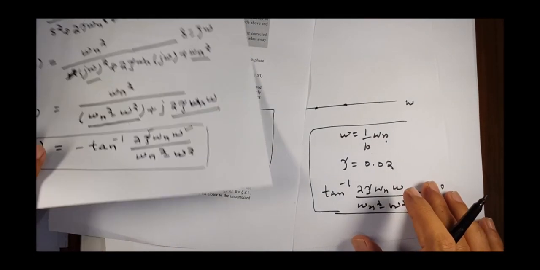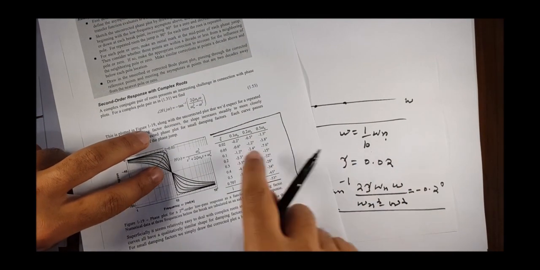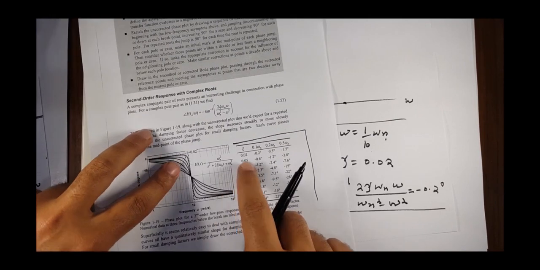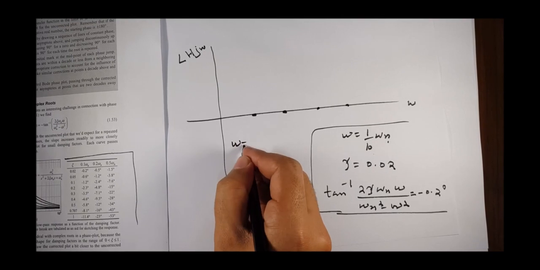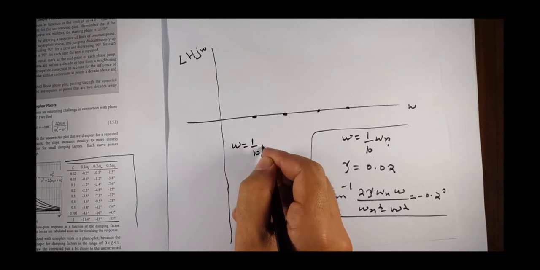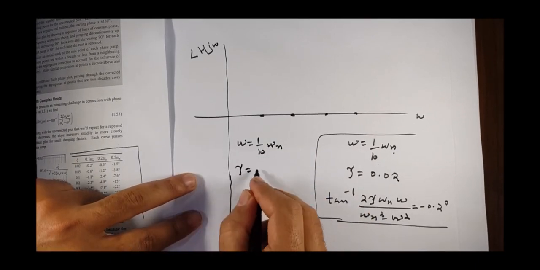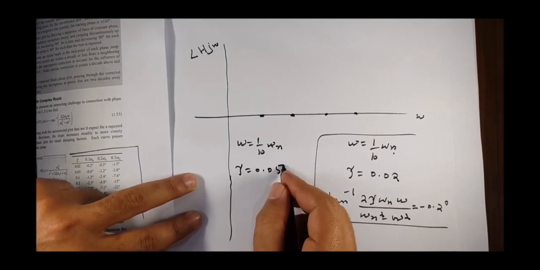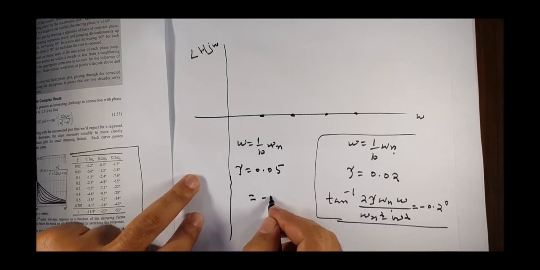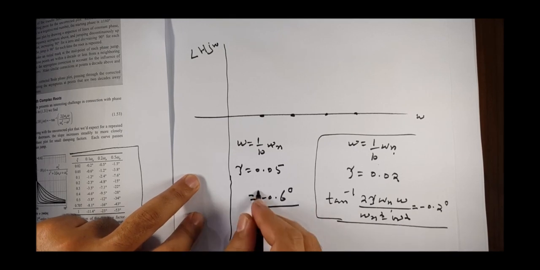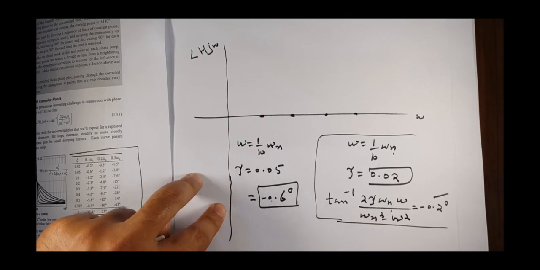Now if we change zeta from 0.02 to 0.05, we increase zeta. We keep omega equal to 1 by 10 times omega n, we are not changing this value, we are only changing zeta from 0.02 to 0.05. Then this phase will be minus 0.6 degree. Before, for 0.02, our angle was minus 0.2, and now it is minus 0.6 degree.